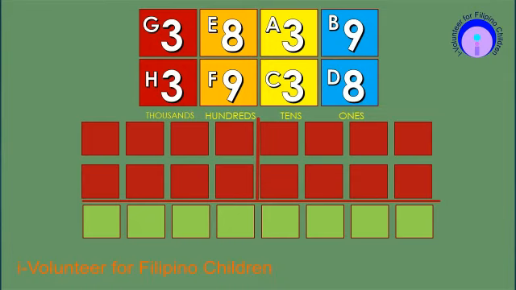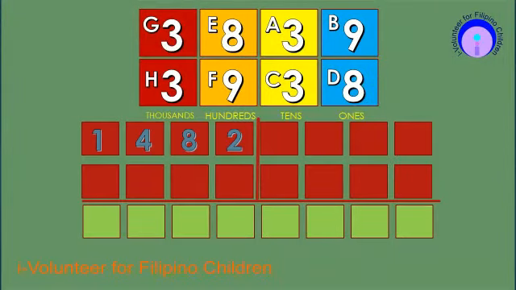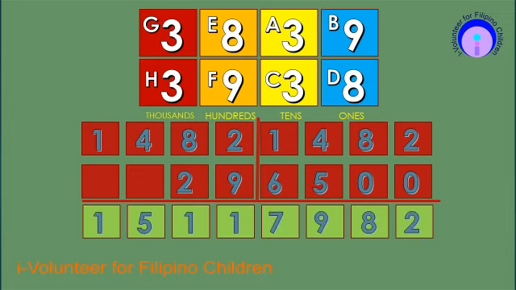39 times 38 is equal to 1482. Let's write 1482. Let's write 1482 on the other side. Find all the products that is not included in step 1. And here is the final product.